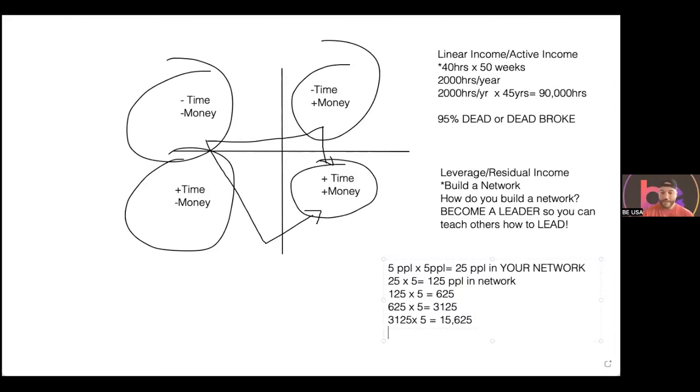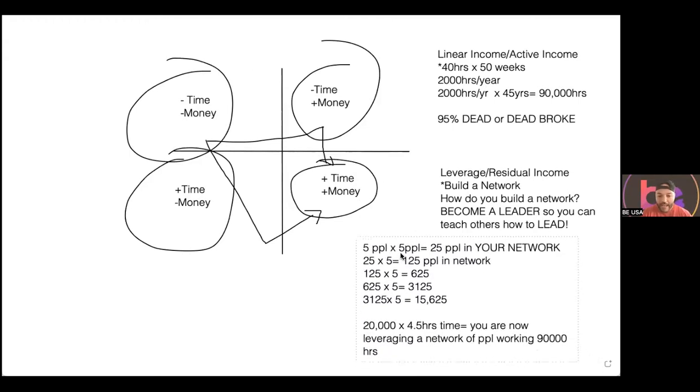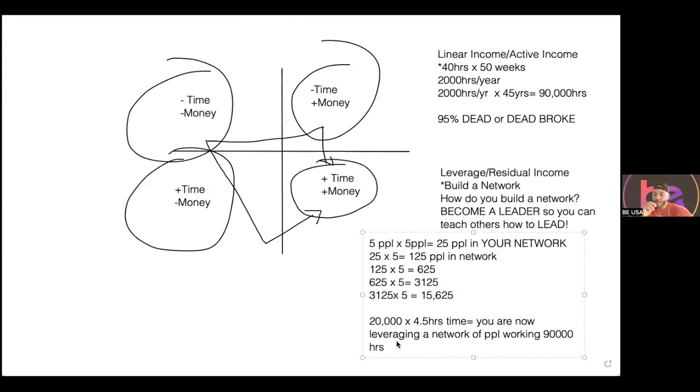Okay. And for the sake of this, as they grow, let's just do even numbers here. Let's say you have 20,000 people in your network, and they're each giving you 4.5 hours of their time, and they're working. Guess what? You are now leveraging a network of people working 90,000 hours. What? Andrew, what? Yeah. Now you've built a network of 20,000 people, just 4.5 hours.